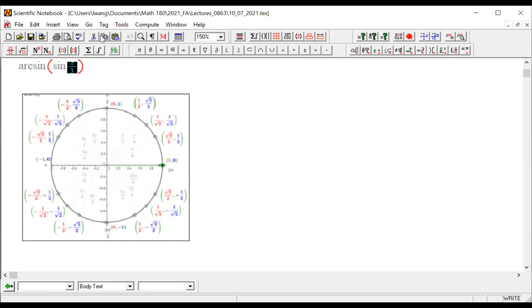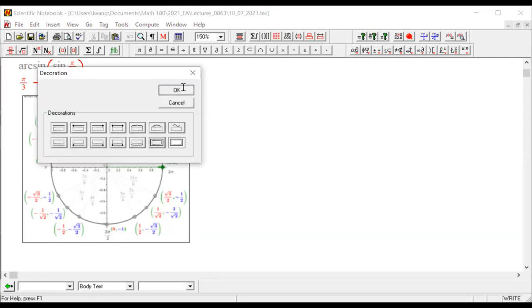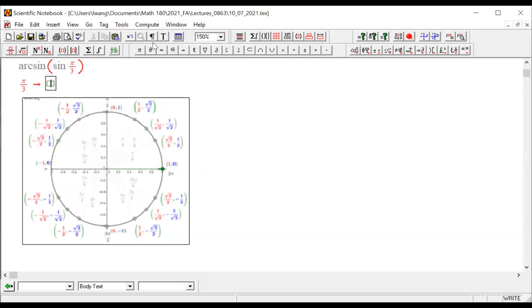Pi over 3 is the input. Immediately, this input is processed by sine, right? Now what? It produces sine of pi over 3. And this is a special angle. What is sine pi over 3? We know sine pi over 3 is a ratio, right? And what is that ratio? Well, it's root 3 over 2. It's a blue number, right?